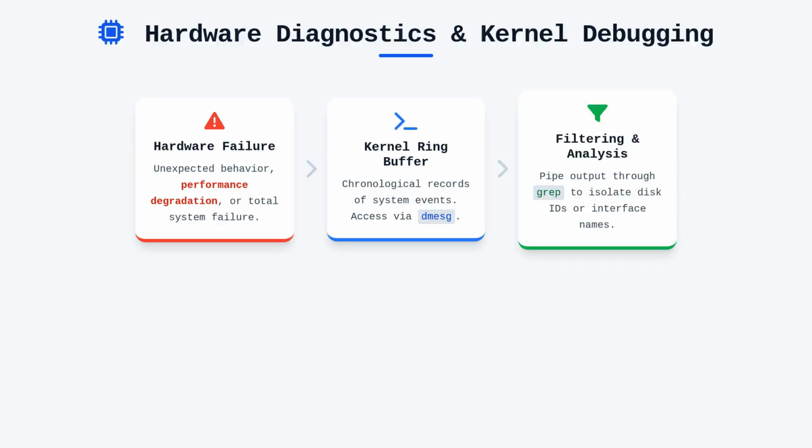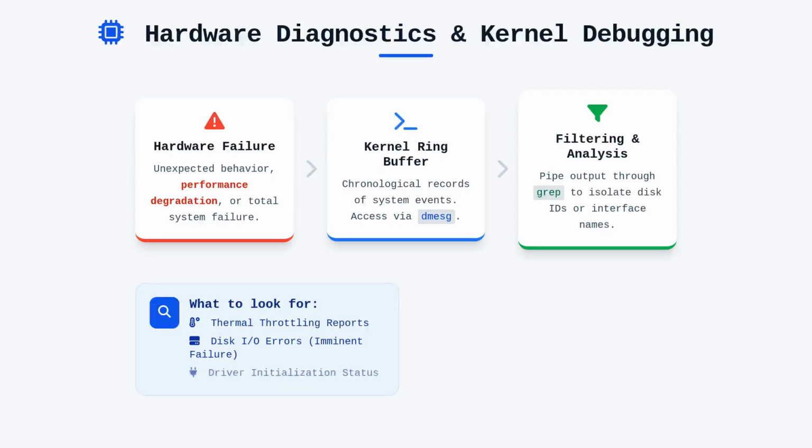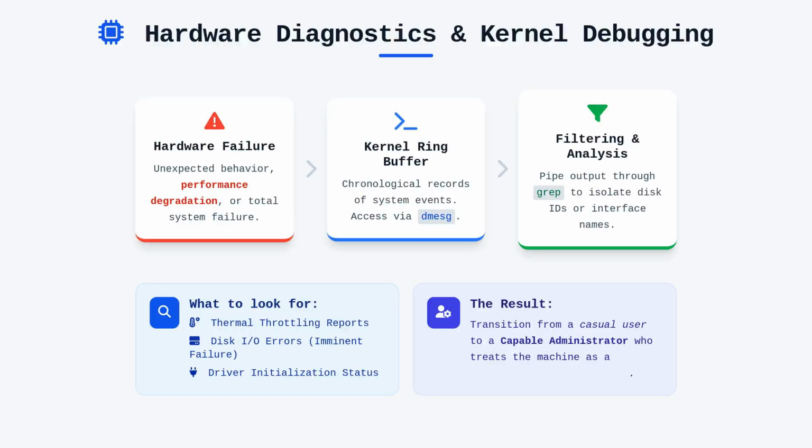It is often useful to pipe the output of dmesg through a text filter like grep to isolate relevant strings, such as disk identifiers or interface names. This capability allows you to confirm whether or not a specific peripheral is correctly initialized by the kernel drivers. By mastering these diagnostic commands, you transform from a casual user into a capable administrator who views the machine as a cohesive, integrated system rather than a black box.